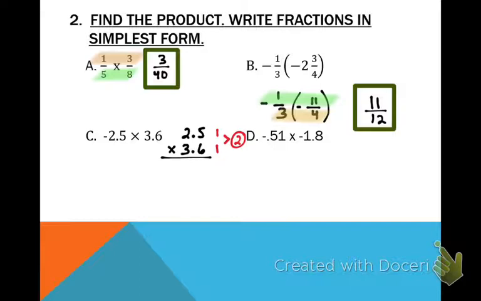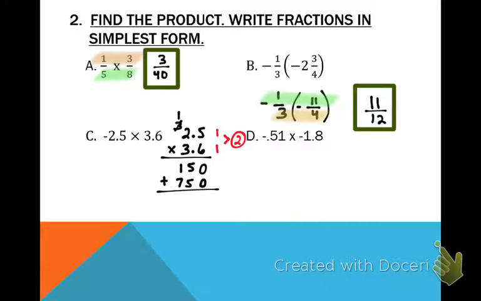5 times 6. 30, 0 on bottom, 3 on top. 2 times 6. 12. Plus 3. 15. I'm finished with the 3. I'm going to cross it out. What do I put as a placeholder? 0. 5 times 3. 15. 5 on bottom, 1 on top. 2 times 3. 6. Plus 1. 7. Now we're going to add these together.